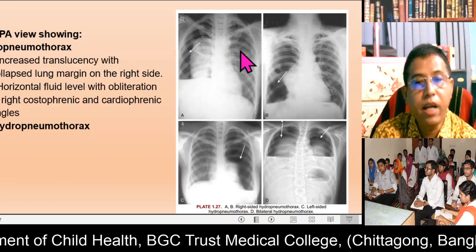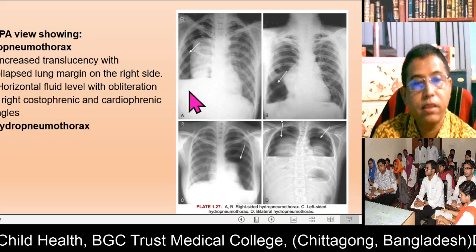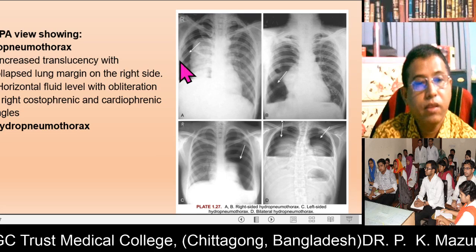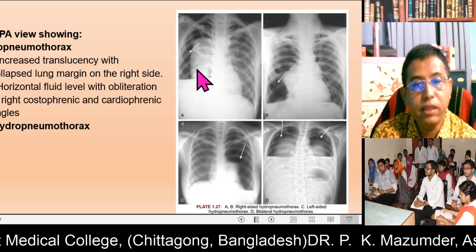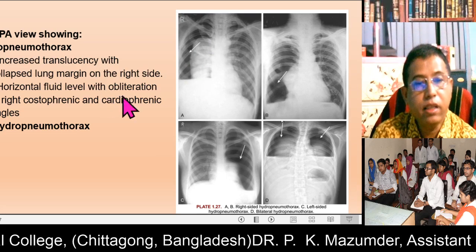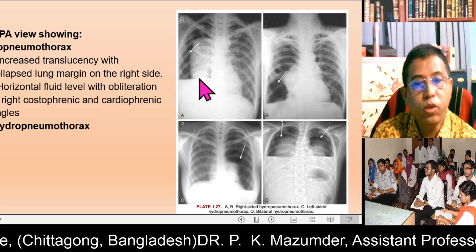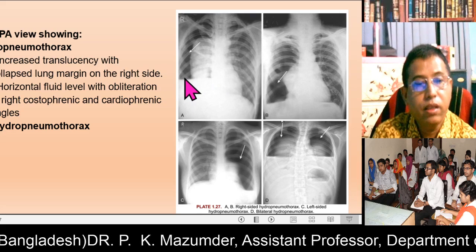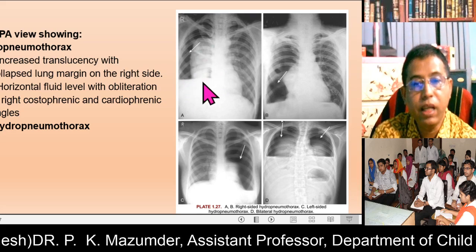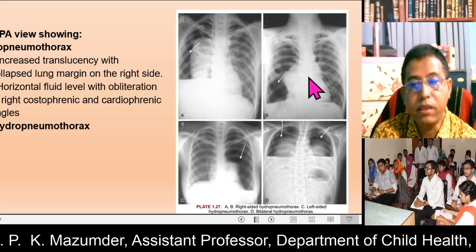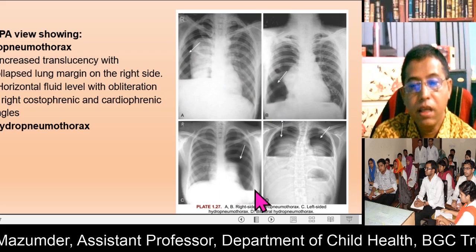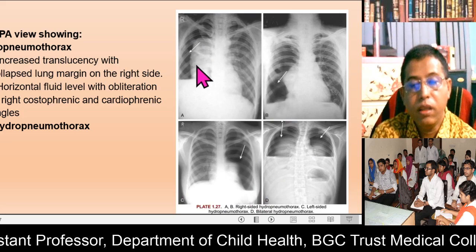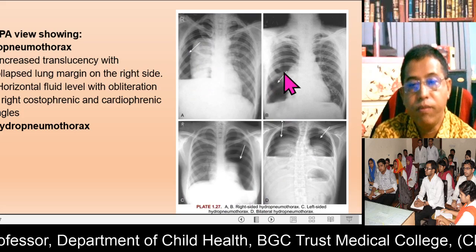Now this is the X-ray of a hydropneumothorax. There is increased translucency of the lung, and this is the collapsed lung margin, and there is a horizontal fluid level with obliteration of the costophrenic angle and cardiophrenic angle. Your impression is hydropneumothorax. This is the collapse margin of the collapsed lung.